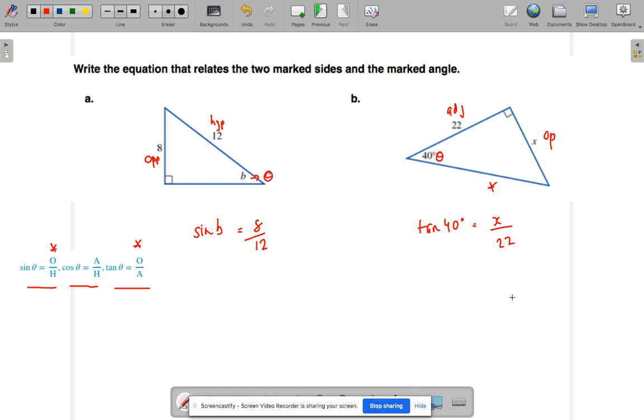As I said, later on we'll go on and solve those equations to find the sides and the angles. That's coming up next. Hope that's a good start for you in trigonometry.